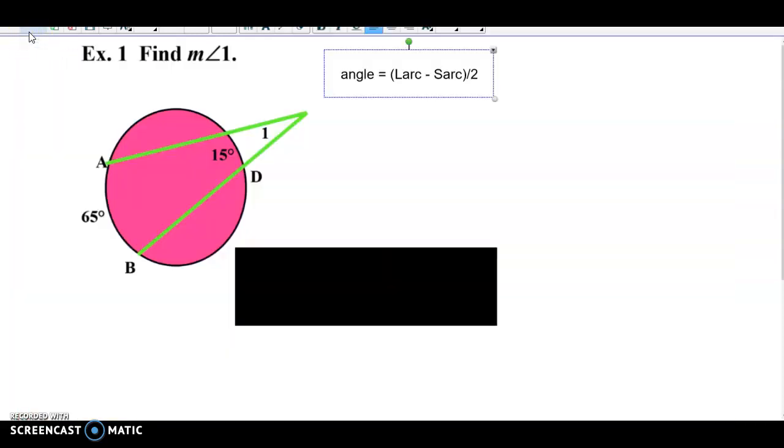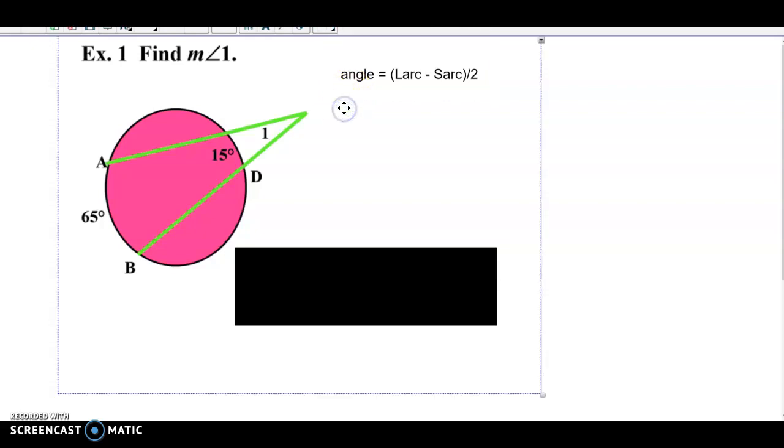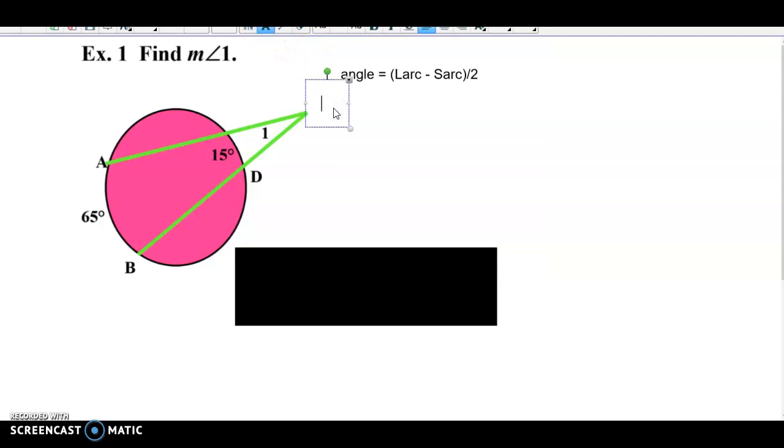So looking right here, we can see that we're looking for the measure of angle 1. And so we're going to start off with this formula here. And we see that this is my large arc and then this is the small arc. So 65 degrees is the large arc and the 15 degrees is the small arc. I shortened this here to L arc minus the S arc. So let's go ahead and work this out. We're looking for measure of angle 1, so I'm going to put an X here so that we don't get too confused with that.